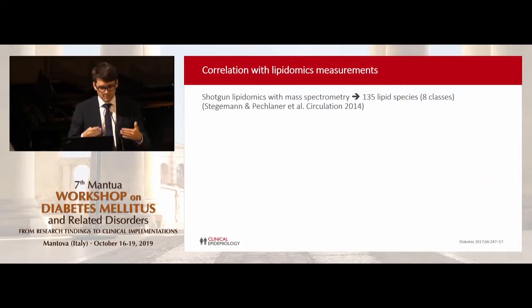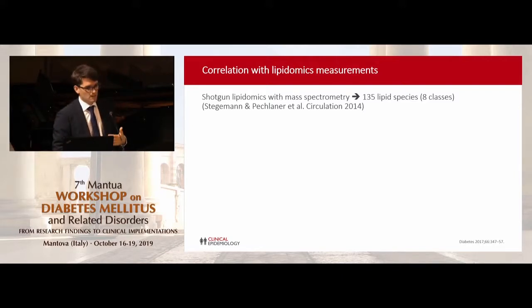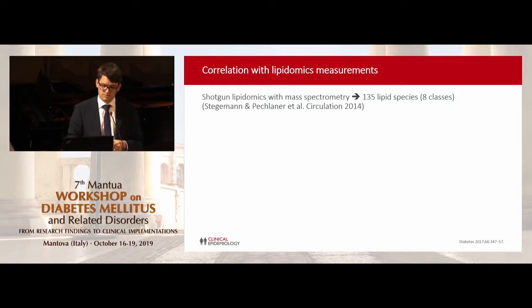So now let's go one step further, and we looked at the correlation with lipidomics measurements. This is some data that we already had available from a previous study, where we looked at cardiovascular disease, which was published in Circulation. Using shotgun lipidomics with mass spectrometry, we were able in this study to quantify a total of 135 different lipid species, which you could allocate to 8 different classes.